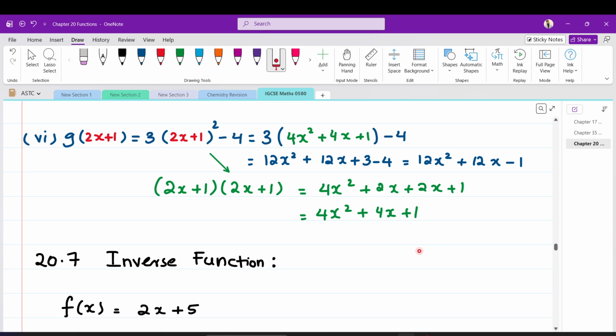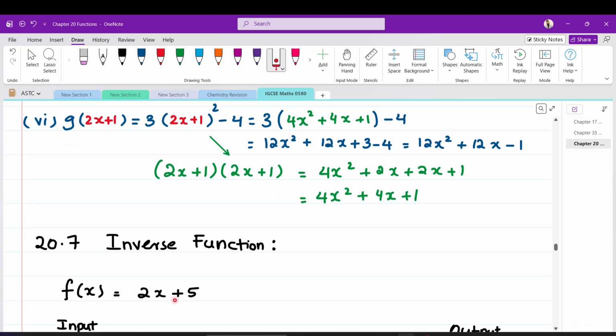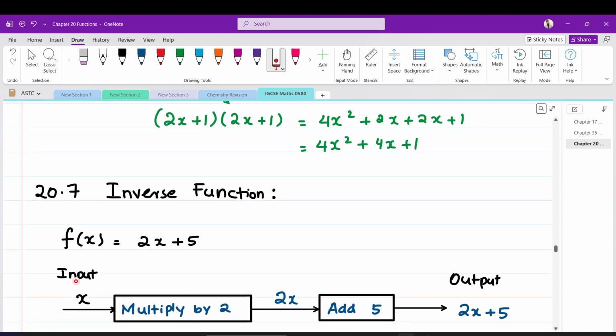Applying that similar concept, let's say that we have a function f of x equals 2x plus 5. If my input is x, what operations are we applying on x so that I can get 2x plus 5? Let's take a look. First of all, I'm multiplying x by 2. That's the first change that I'm applying to x. The output that I get is 2x. After that, I'm adding 5 to it. So now my final output will be 2x plus 5.